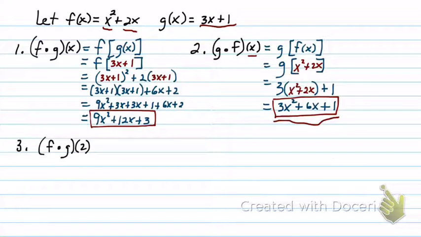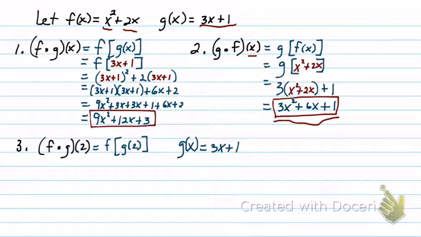f of g of 2. Well, again, by definition, this means f of g of 2. Well, what is g of 2? We can find g of 2. Since g of x is equal to 3x plus 1, we're going to plug in 2, and we get 7. So g of 2 is 7, so this becomes f of 7. But we know how to find f of 7.